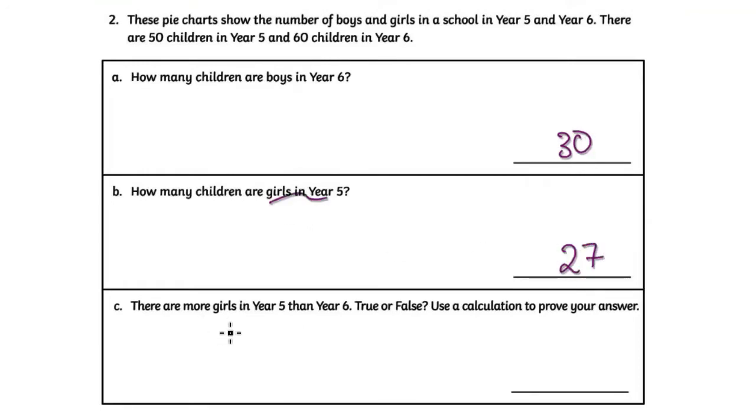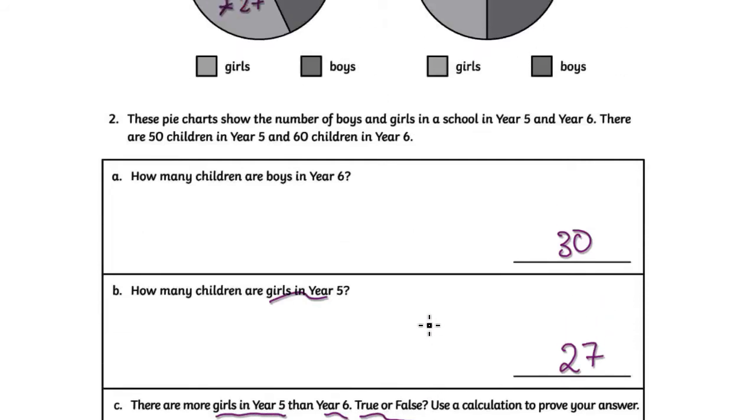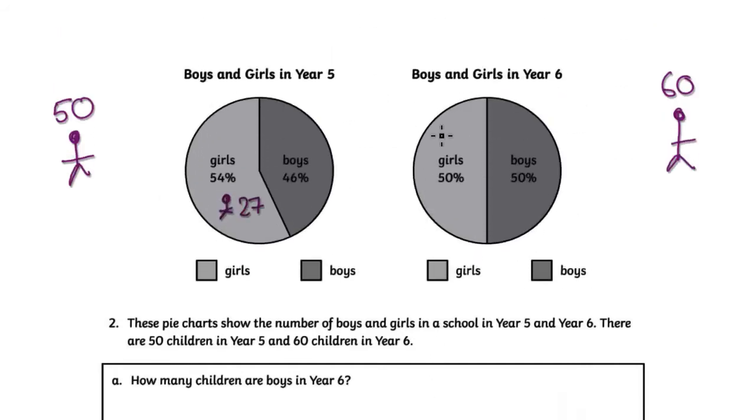And then it's saying here there are more girls in year 5 than year 6. Is that true or false? Let's look at this. We know there are 27 girls in year 5. We just worked it out earlier. Let's work out the number of girls in year 6. Well, this is half of the population because it's 50. Half of the population means there must be 30 girls and 30 boys.